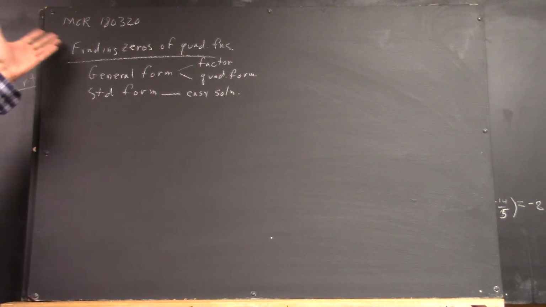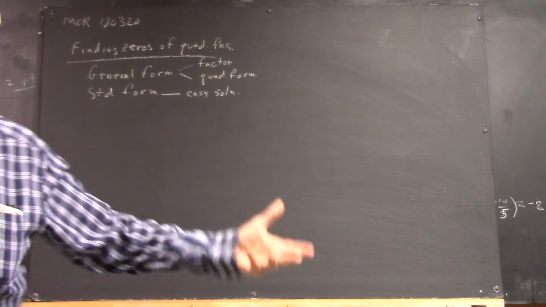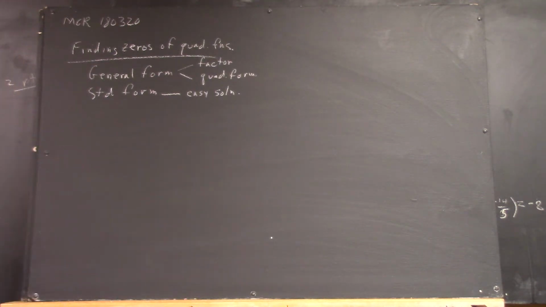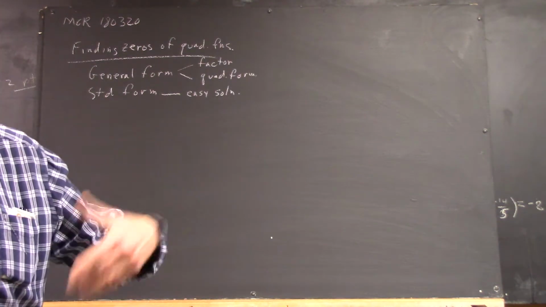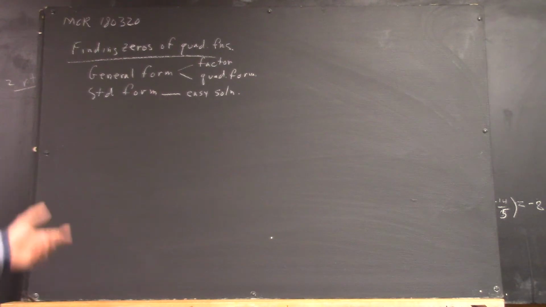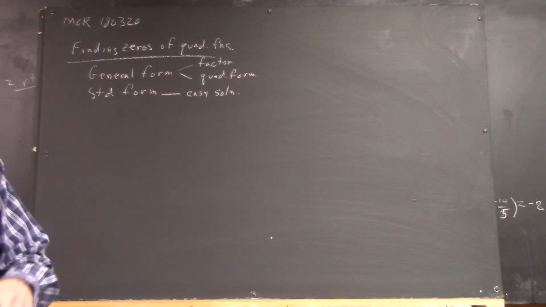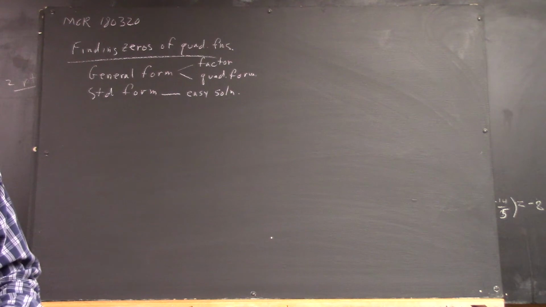The question is, how do you find the zeros of quadratic functions? There are various ways. It comes down to basically three ways. There's actually a fourth where you complete the square and get the standard form. But that's just a method for going from general form to standard form.